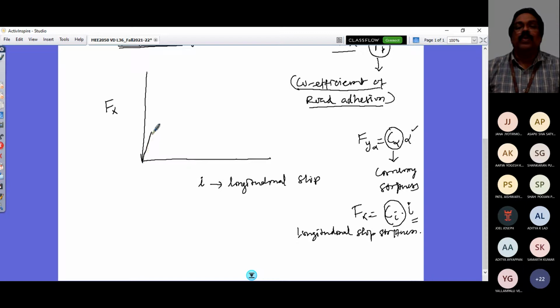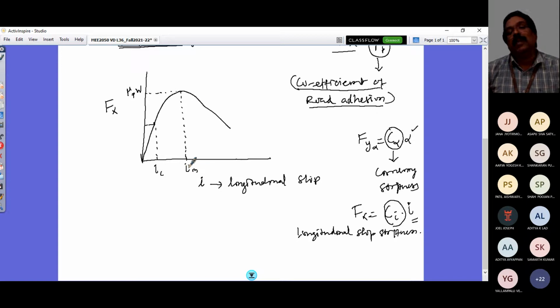If you look at the mechanism of development of force, the variation would be linear for some time and then it would be non-linear and it will attain the peak. It will be linear till this point, and that is your critical slip value. The force generated would generally be approximately half of mu p times W, and then it goes to the peak and then it falls suddenly. This peak is given by mu p times W, where this mu p is what we define as the coefficient of road adhesion, and this value corresponds to your maximum value of slip.